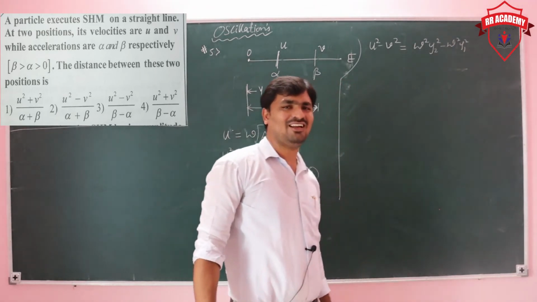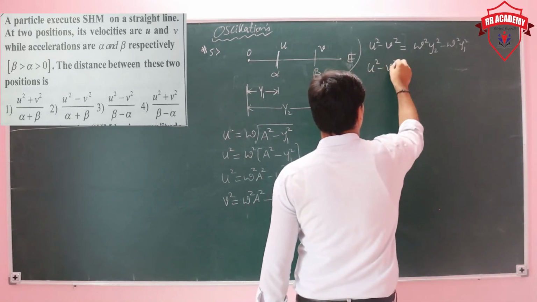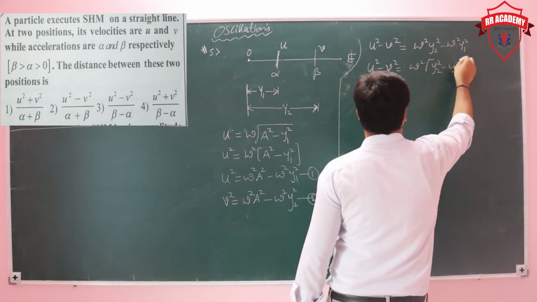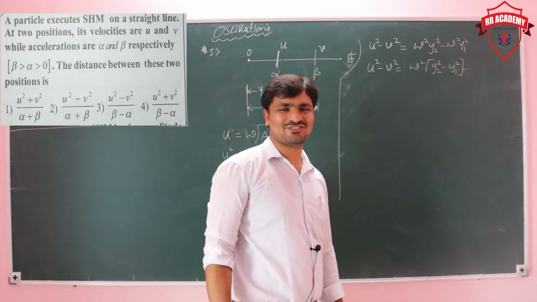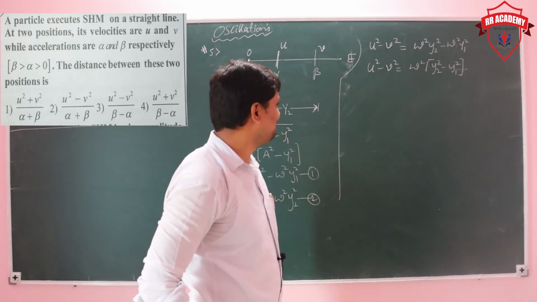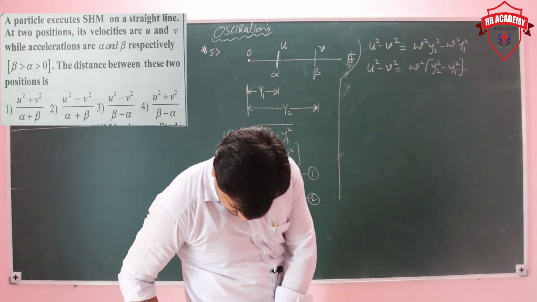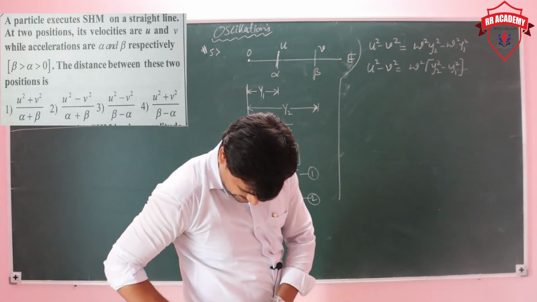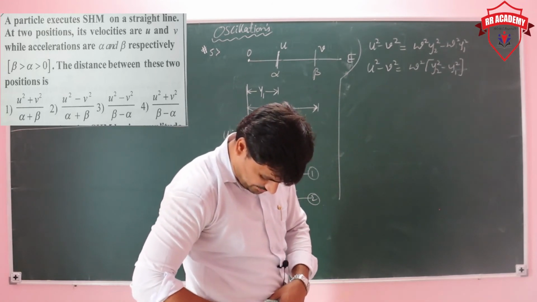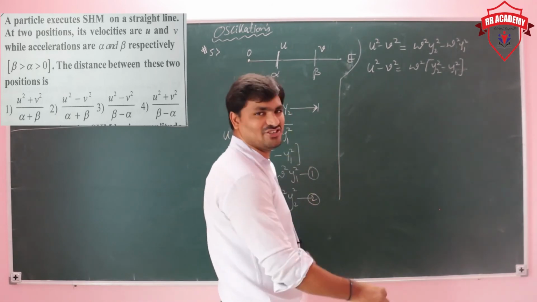Omega square y2 square minus omega square y1 square. Then u square minus v square equals omega square common, y2 square minus y1 square. Now, what you have to do? Take the acceleration functions also. What are the values of acceleration?